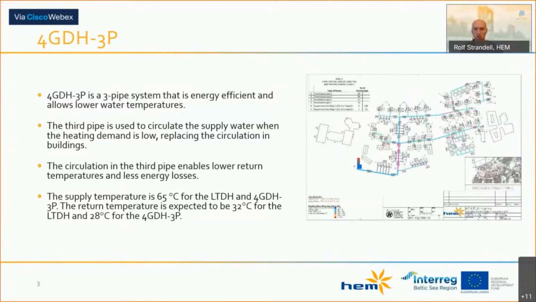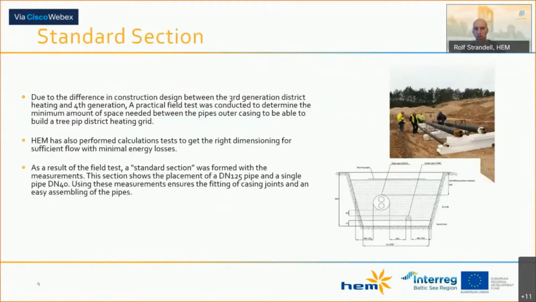So we are aiming to decrease the temperature in the return pipe from 32 degrees to 28 degrees. That's our goal. Theoretically, that's the case, and we're now going to see how it is in reality. When we are talking about low temperature, we are talking about 65 degrees. In the rest of our network, we have around 98 degrees.